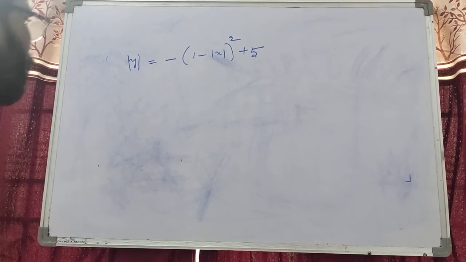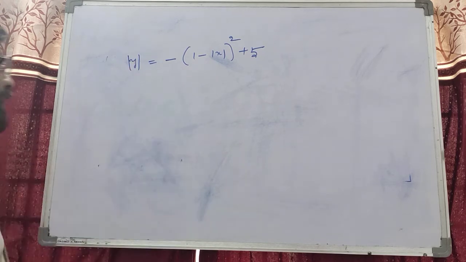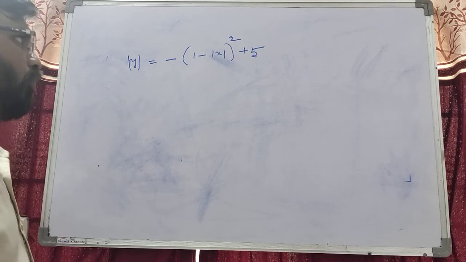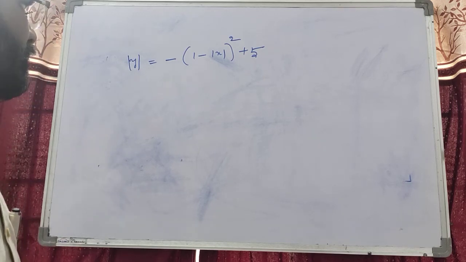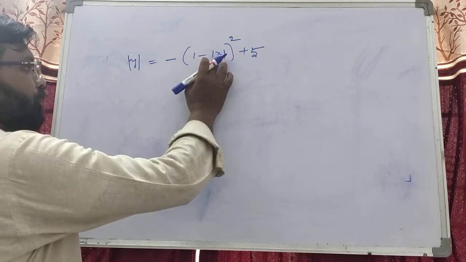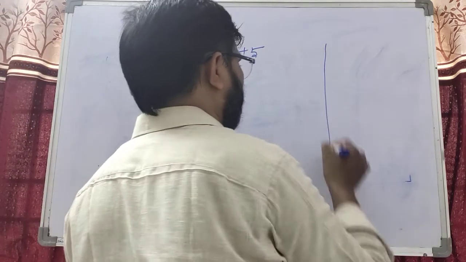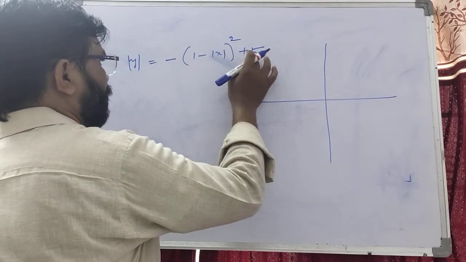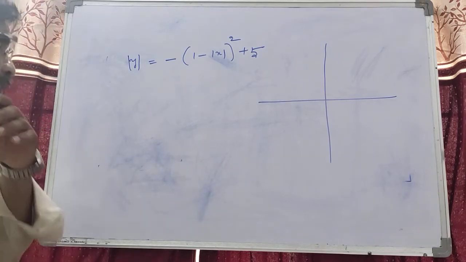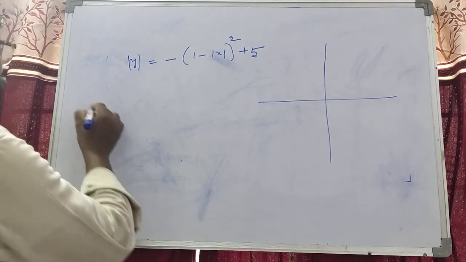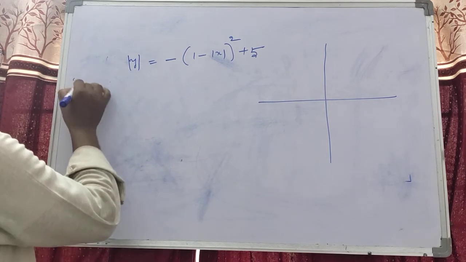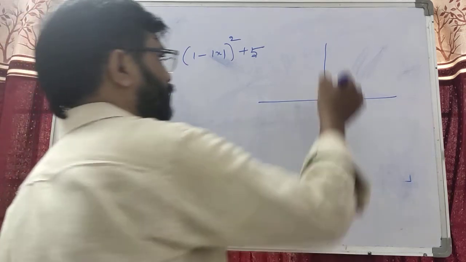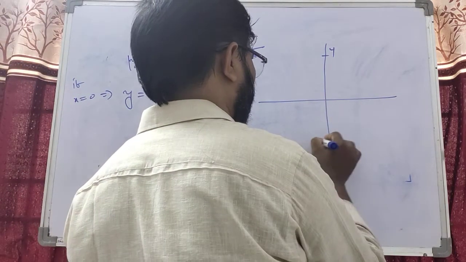Dear students, find the area of mod y equal to minus of 1 minus mod x whole square plus 5. Dear students, when we are taking x equal to 0, students, please concentrate. When x is 0, mod x is 0, so 1 minus 1 plus 5 is 4. Mod y, if x equal to 0, you can write y equal to plus or minus 4. This is 4. This is minus 4.